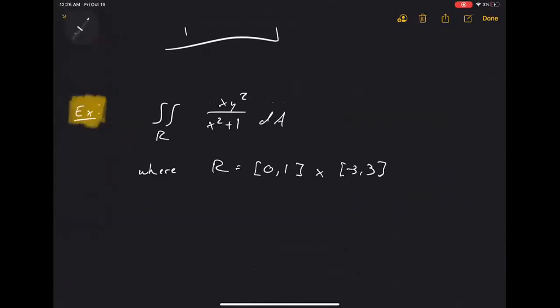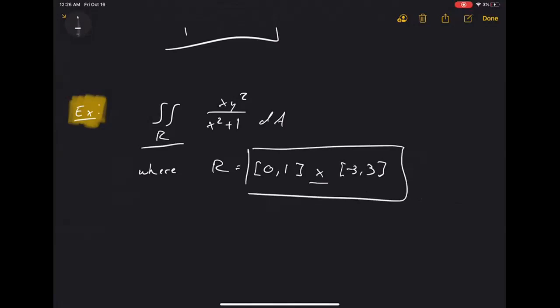So instead of giving you the iterated integral with our bounds, 0 to 1, negative 3 to 3, they just tell you to do the double integral over this region, and then they tell you what the region is. They say the region is 0 to 1 cross negative 3 to 3. I would pronounce this 0, 1 cross negative 3, 3.